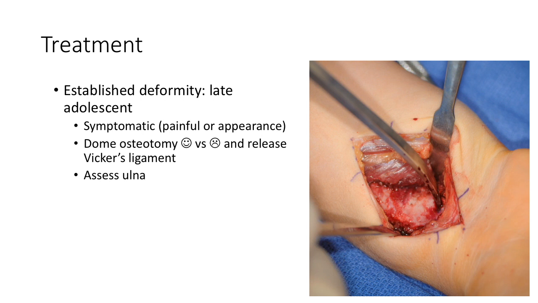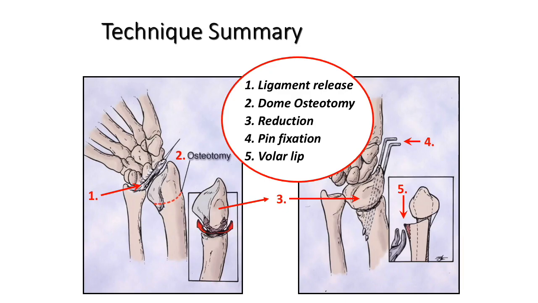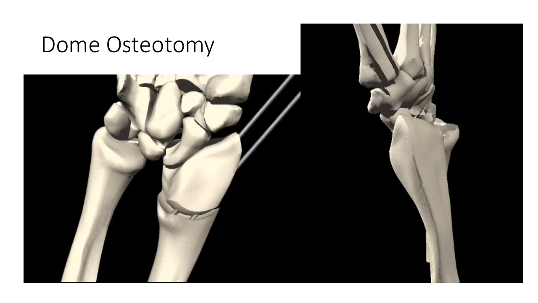The Vickers ligament should be released and then assess the ulna to see if you need to shorten it. So basically, number 1, ligament release, number 2, dome osteotomy, and here's what I mean by smiley face. This is the more typical osteotomy, which is concave facing upward. The way we like to do it to avoid the distal radioulnar joint is to do the osteotomy in the opposite direction. Then there's the reduction, the pin fixation, and excision of the volar lip. Here's an example of what it looks like.